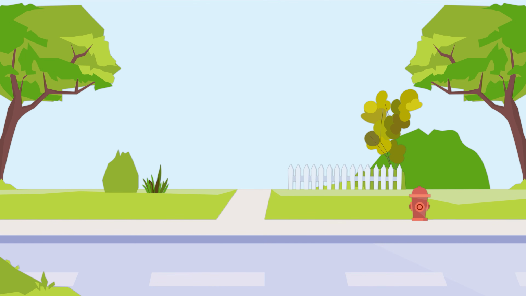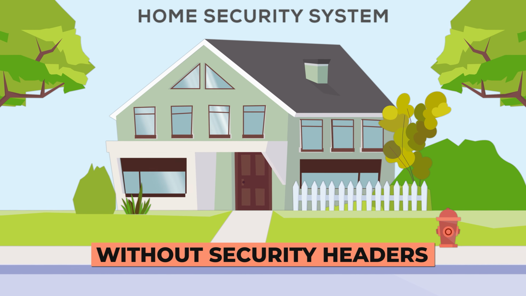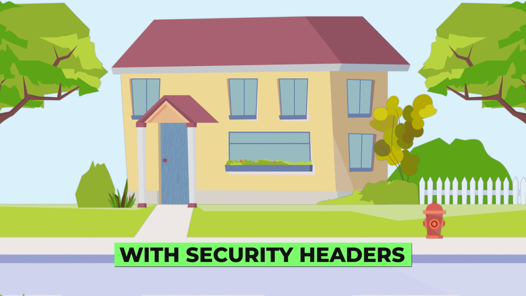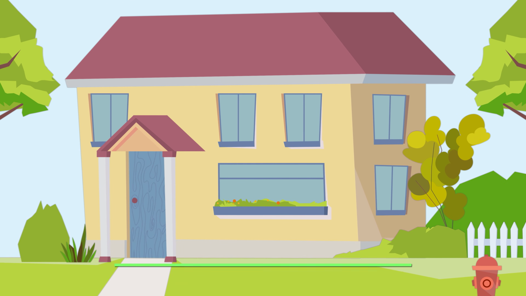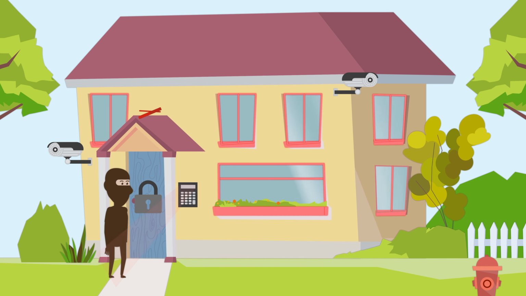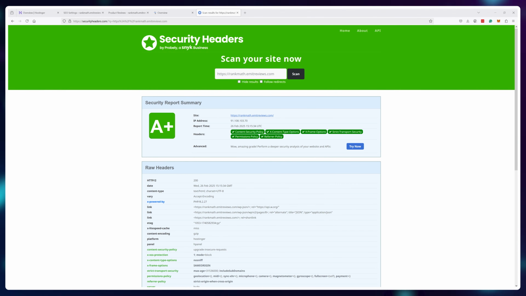What this does is it acts like a home security system. Without these security headers, your website is like a house with just a basic lock. With them, however, it's like having a professional security system: door locks, window sensors, security cameras, intercom system, and visitor screening, monitoring and protecting your site 24/7. So I highly recommend making the upgrade while you're here.